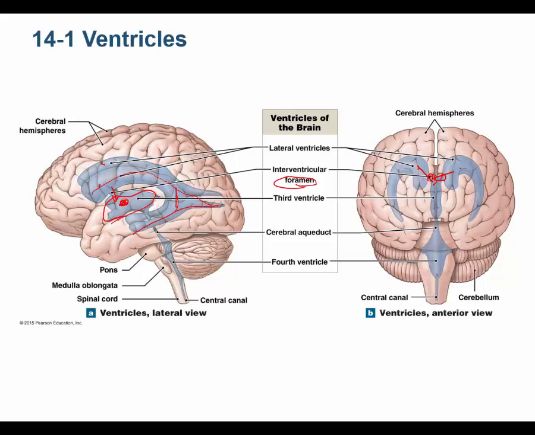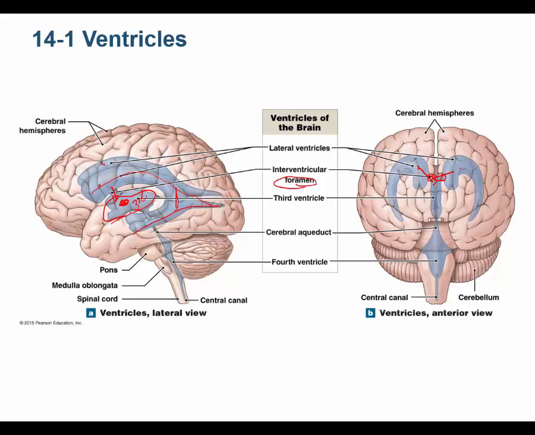And the third ventricle is around that interthalamic adhesion, or if you will, between the two lobes of the thalamus. And we'll look at that again in the lab. It's hard to explain it right here. This is the third ventricle.